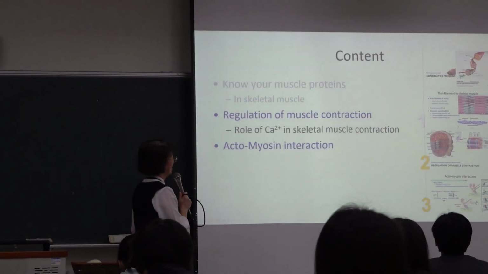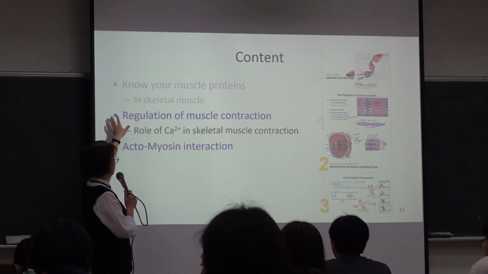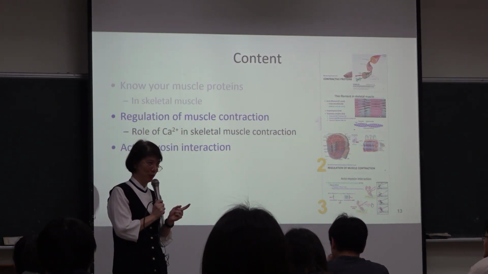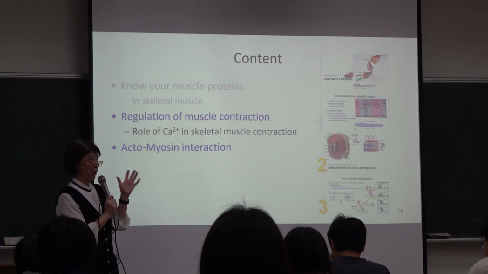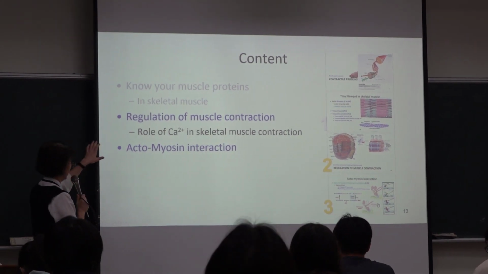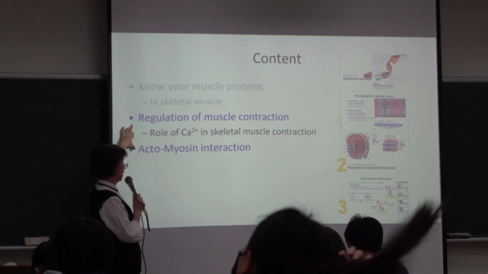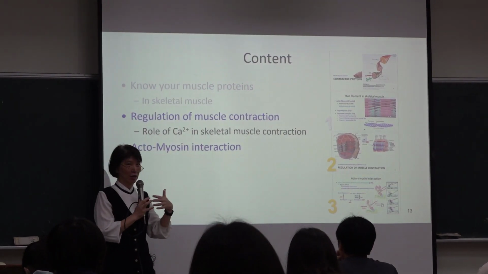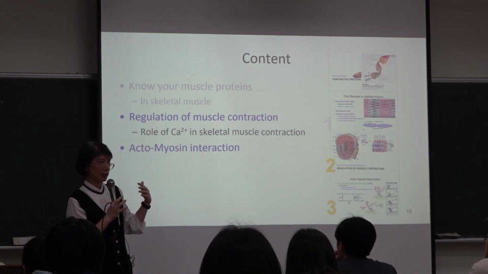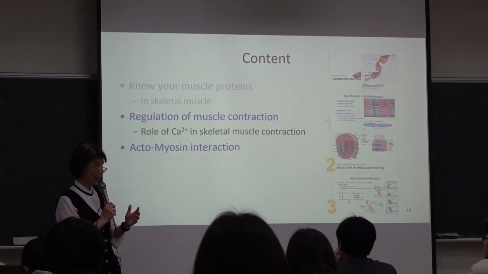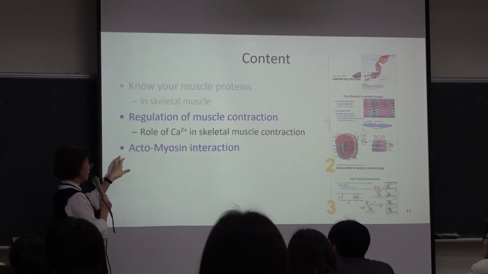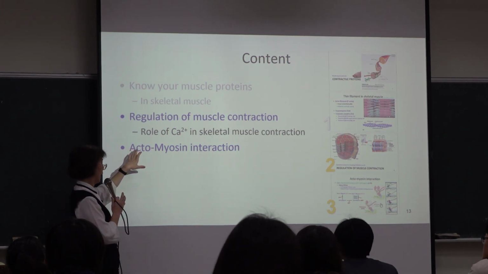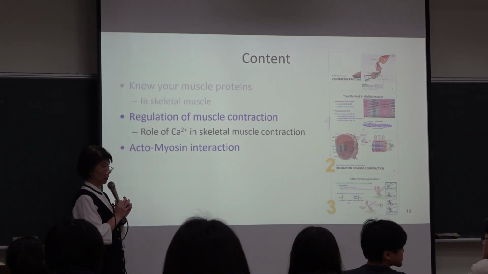All right. Yesterday and last week, we talked about muscle proteins, right? You should know your muscle proteins, what their names are, where they are. Now today we will talk about two topics. First is regulation of muscle contraction. What's the signal to initiate your muscle to contract? And then when the signal comes, what happens during muscle contraction? It is the actin and myosin interaction, right?